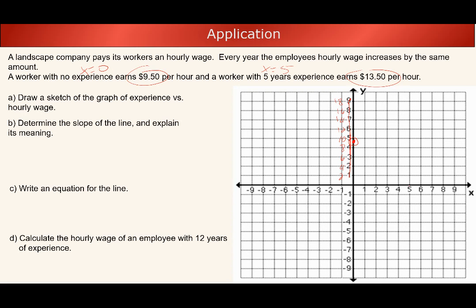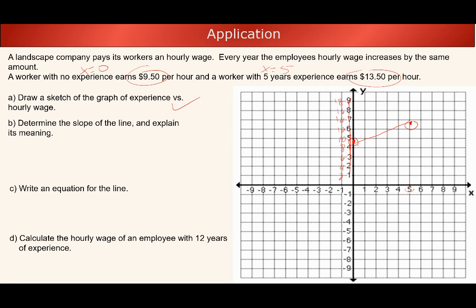And for 5 years experience, so now I'm looking over here at my 5, I'm getting 13 and a half, 13.50. So I go up here, there's 12. 13's right in between the 12 and the 14. 13.50 would be right about there. I circle that, and then I'm going to join those 2 points with as straight a line as I can freehand. Hopefully that's going to be good enough. So draw a sketch of the graph experience versus hourly wage. Good enough.